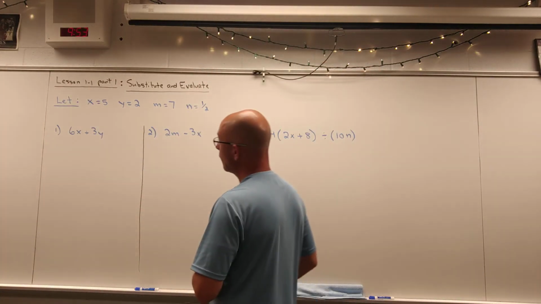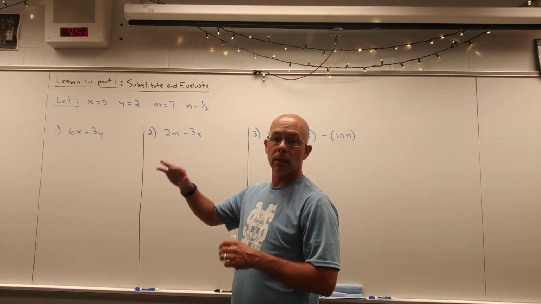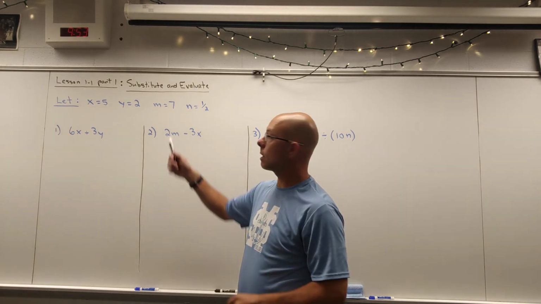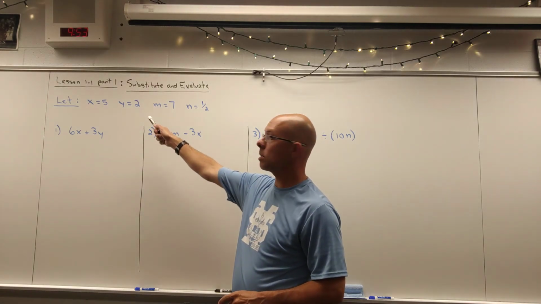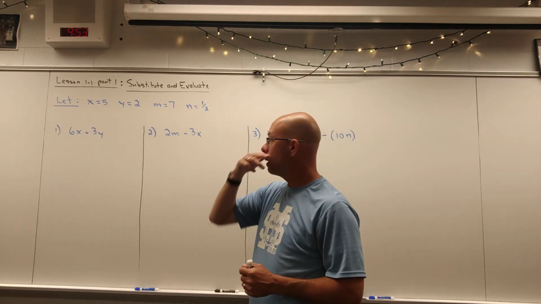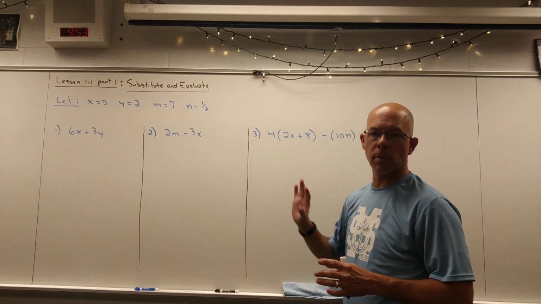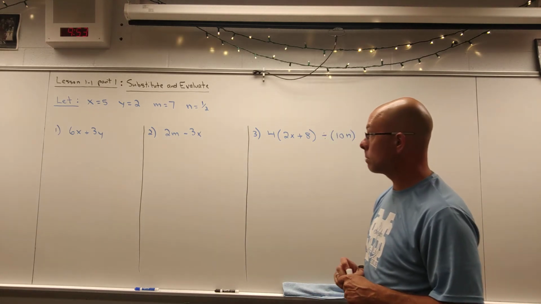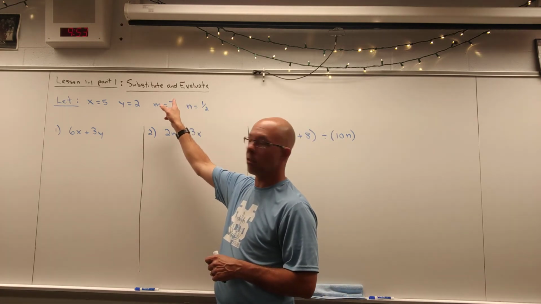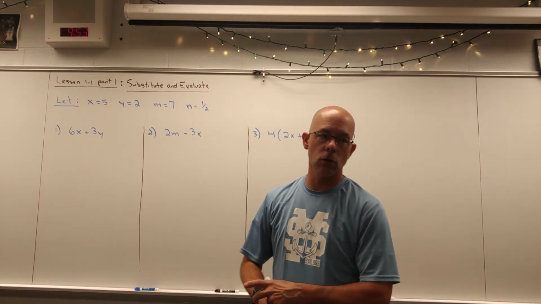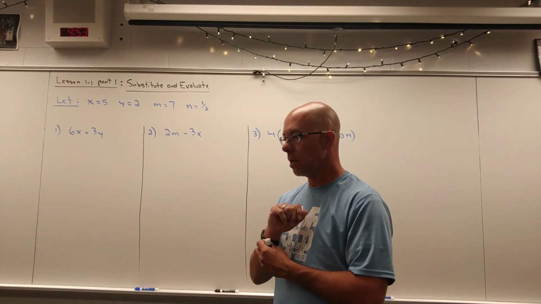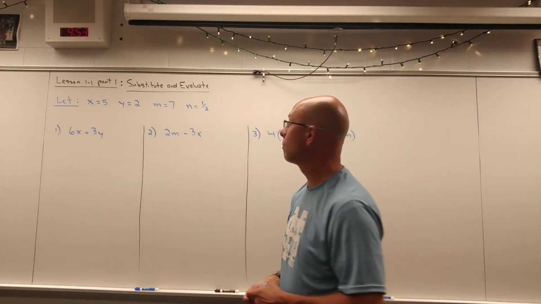Okay, here we go, people. Now we're doing the second piece of part 1, which is substitute and evaluate. So please notice at the top here, I've said let x equal 5, y equals 2, m equals 7, and n equals 1/2. So you can see 3 expressions. This part is only going to have 3 examples for the substitute and evaluate. You are basically going to replace the variables with the values up here, and then you're going to use your order of operations to evaluate. So it's a continuation of the previous examples with a little added bit to do.